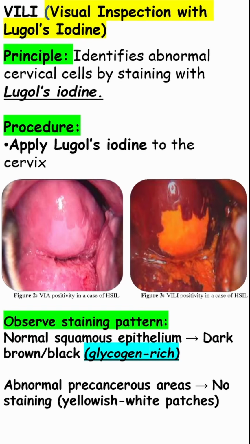Just how we used the acetic acid, here we will use Lugol's iodine. So what is the principle? It identifies abnormal cervical cells by staining with Lugol's iodine. What is the procedure? Apply Lugol's iodine to the cervix. After you apply, let's compare. This part is where the acetic acid was applied, and here you can see the white patches, and in the same cervix where Lugol's iodine was used, here you will get the yellow patches, right?